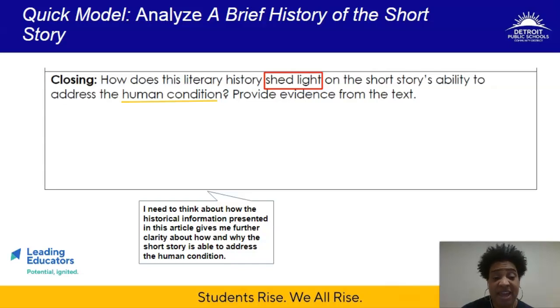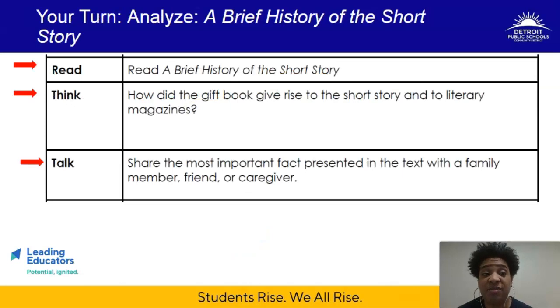Now that we've unpacked that, it is your turn. And remember, we're not pausing. So it's your turn to do the read, think, talk, write, and close. You're skimming through a brief history of a short story, but you're also going to go back and look at your annotations. I want you to review those, review your summary, and your reflection from previous lessons to make sure that you don't leave anything out, right? Make sure you have that together.